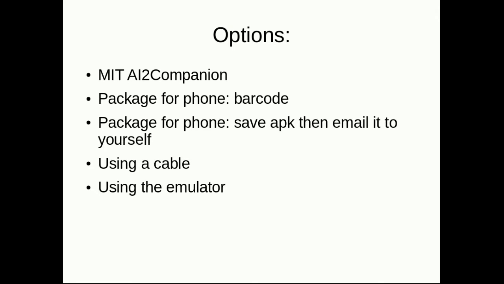Next option, package for phone barcode. This lets you get your code, turn it into an APK, and put it on the phone using wireless internet and a barcode. Package for phone, save APK is another way of doing it. Then there's things like using a cable, which I'm going to say just don't bother. I've had so many troubles getting it to work with a cable. If you can get it working with a cable, that's great. Tell me how you've done it. I think it's much easier to rely on Wi-Fi.